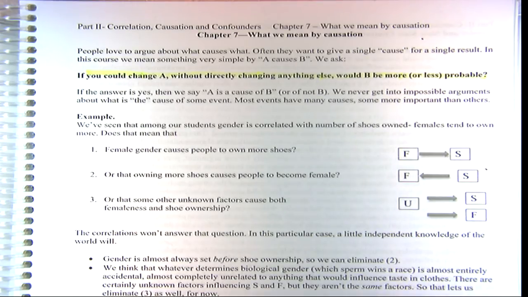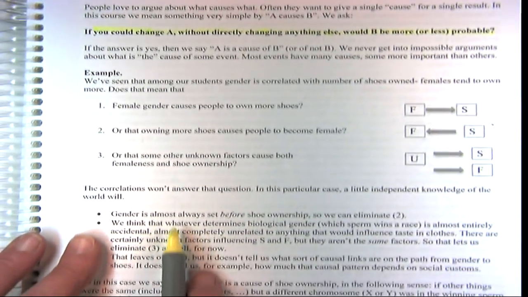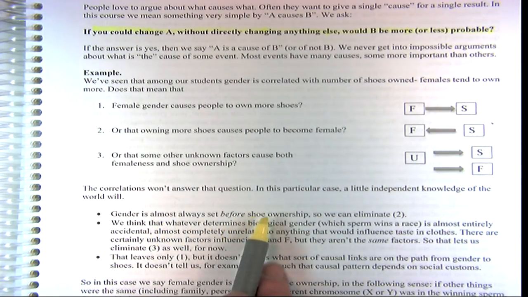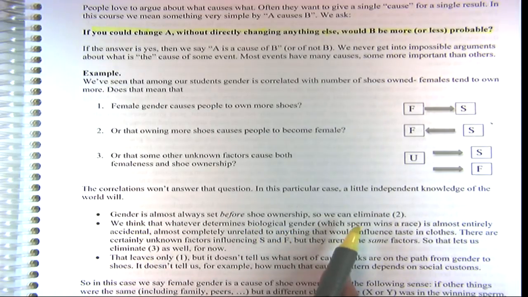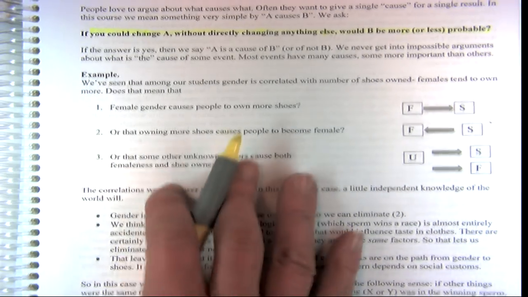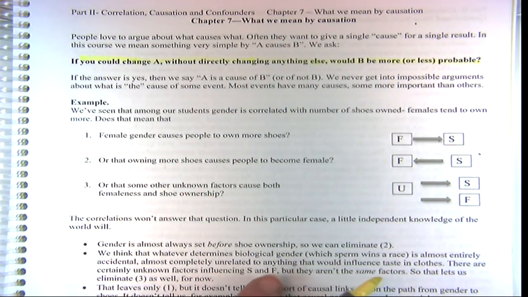So one thing about causation: if A causes B, A has to occur prior in time. Gender is almost always set before shoe ownership. I put that "almost" in just recently because people are changing their gender now, but that doesn't apply to the data that we're seeing. We don't have a lot of people who became female and then went out and bought more shoes. So gender's almost always set prior.